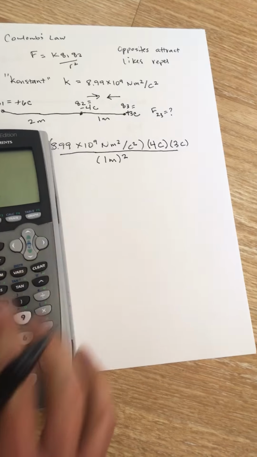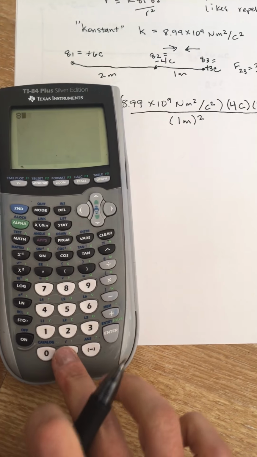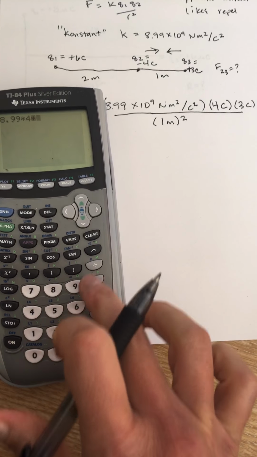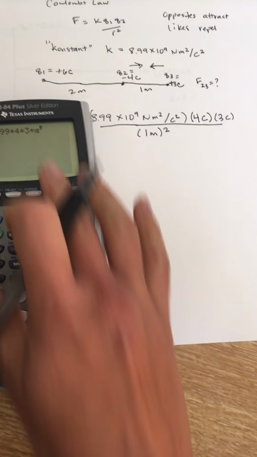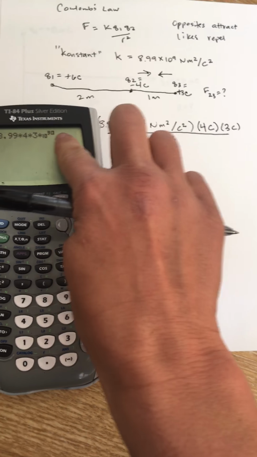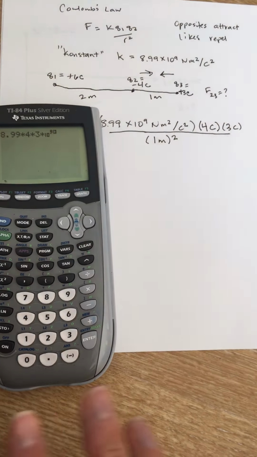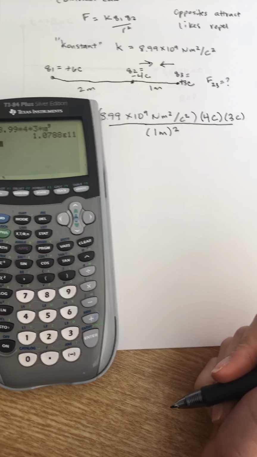So let's get out the calculator. 8.99 times 4 times 3 times 10 to the 9. You can see I saved my exponent for last because I don't want that to screw anything else up. So I have 1.1 times 10 to the 11.